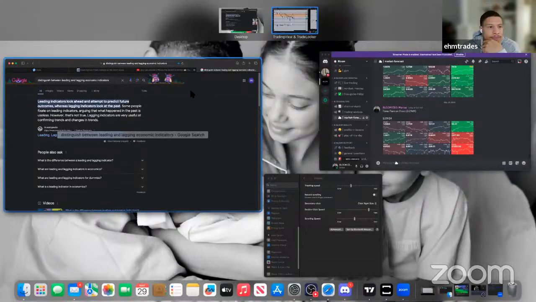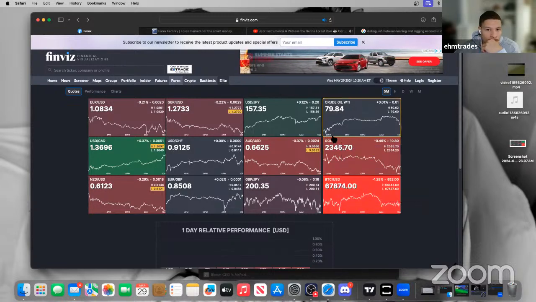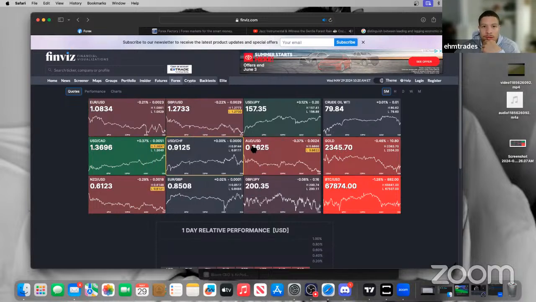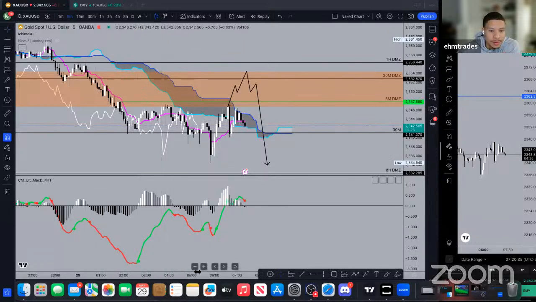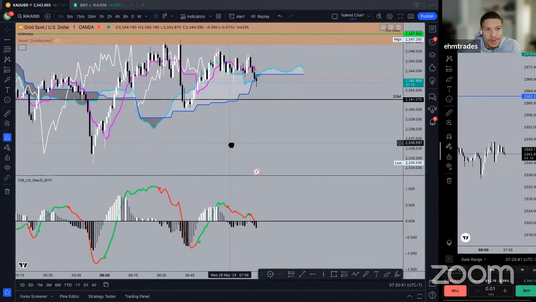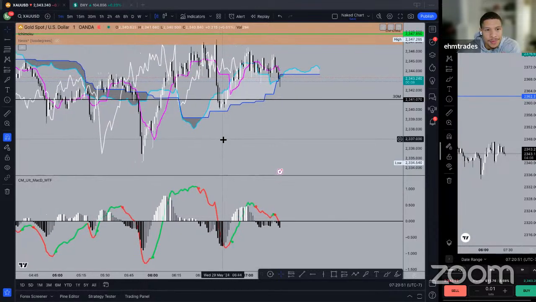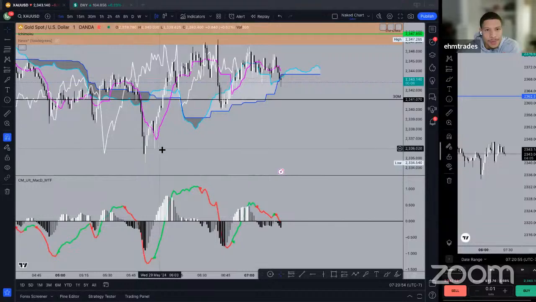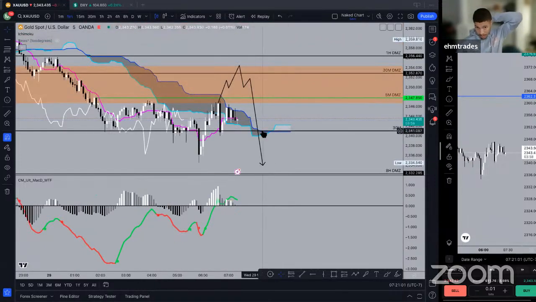Let's check FinViz. I haven't checked it since this morning, minus 4.6. I do like the way FinViz looks. USD JPY, there's the yen. Still like those.